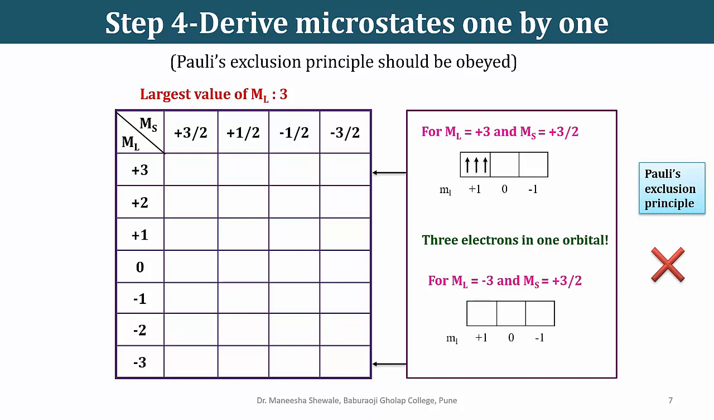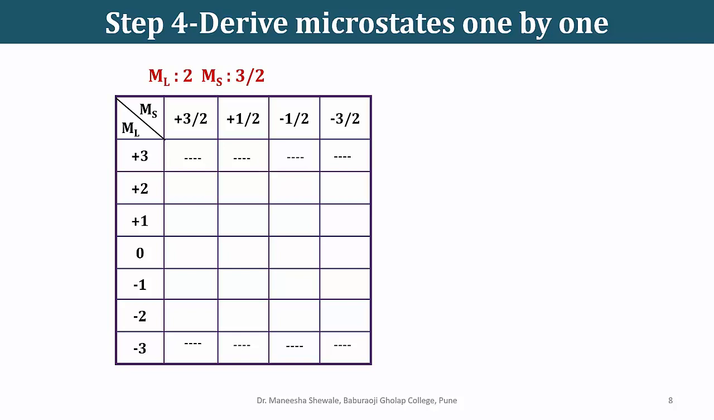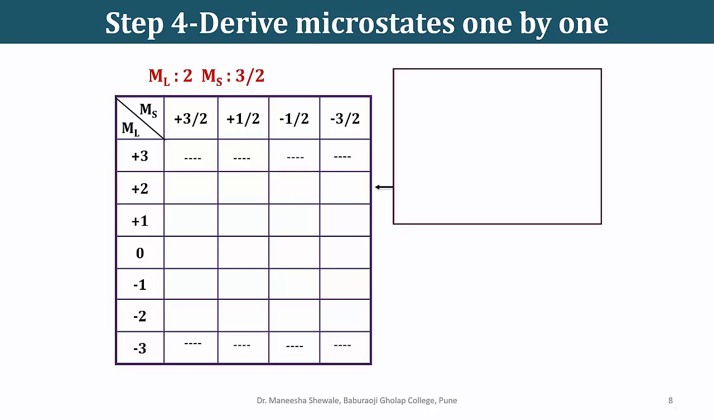When ml is minus 3 and ms is plus 3 by 2, again here there will be 3 electrons in the orbital with ml minus 1. So even this filling of electrons is not allowed. So there will be no microstate for ml plus 3 and minus 3. We then go to the next value of ml, which is plus 2, and ms is plus 3 by 2.